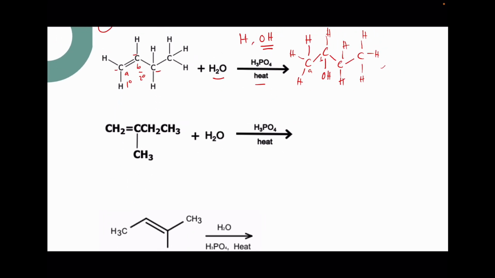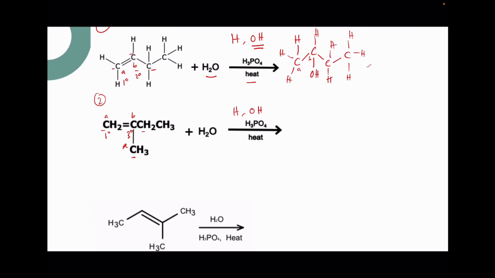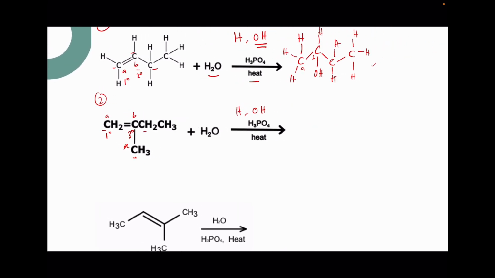How about the second reaction? For the second reaction, same as the first, you just focus on the C double bond C, and label carbon A and carbon B. Then you classify the carbons. Carbon A is a primary carbon, attached to one carbon. Meanwhile, carbon B is a tertiary carbon, attached to three carbons. Then OH will attach to A or B? Of course B, because it gives the more stable carbon. That's why you will get this product for this reaction.